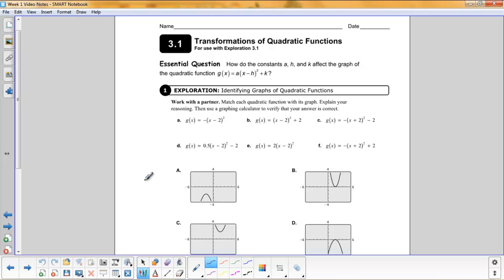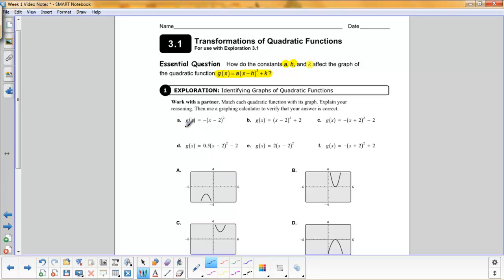What we're going to do is again address the idea of A, H, and K affecting a quadratic parent function using a specific set of parameters. Remember that this is the vertex form of the quadratic parent function, and we're going to use this small exploration to help us determine what A, H, and K do.